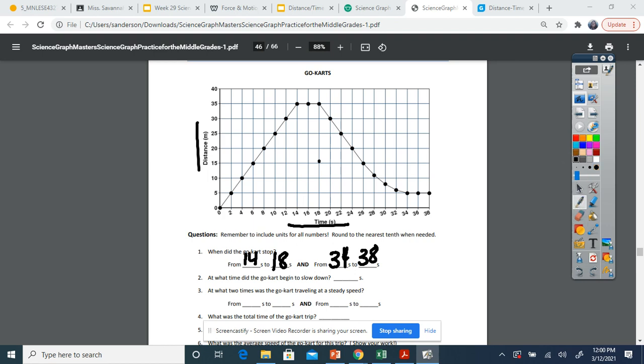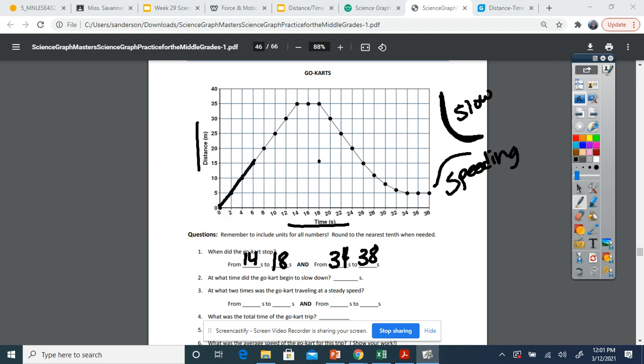So in number two, it says, at what time did the go-kart begin to slow down? So when we have curved lines, so if I have a line that is like this, it has a little dip in it, that means it's decelerating. So that means it's slowing down. When it's like this, that means it's speeding up or accelerating. So we're looking for a little dip within our graph. And we can see that dip over here on the right-hand side.